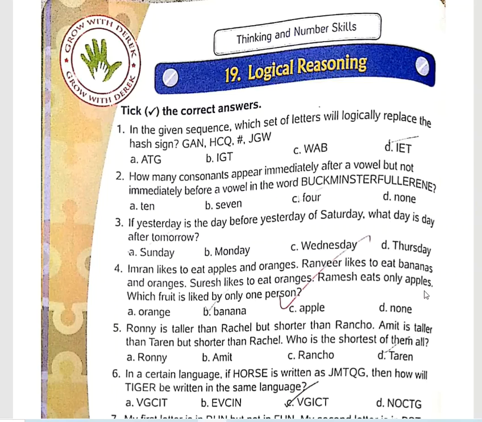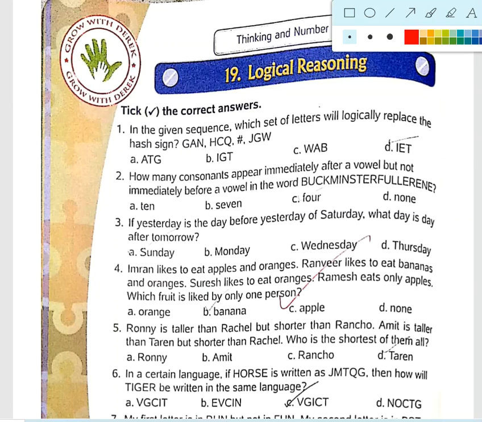Today we are here to discuss topic number 19 from the GK book. So, what is the topic? The topic is logical reasoning. So, you have to think and take out the reason why the answer is that particular answer. Okay. So, here the first instruction is tick the correct answer.